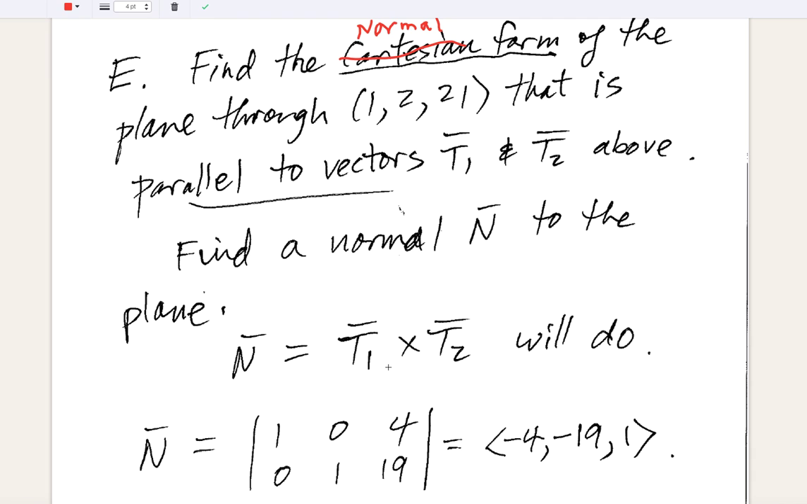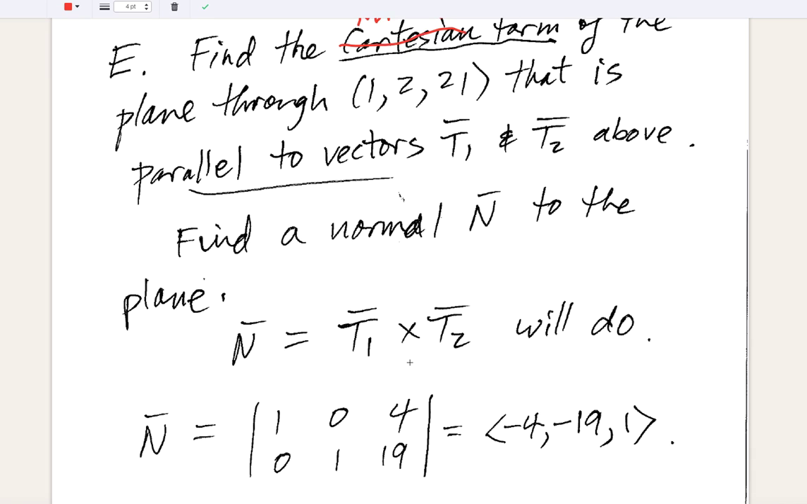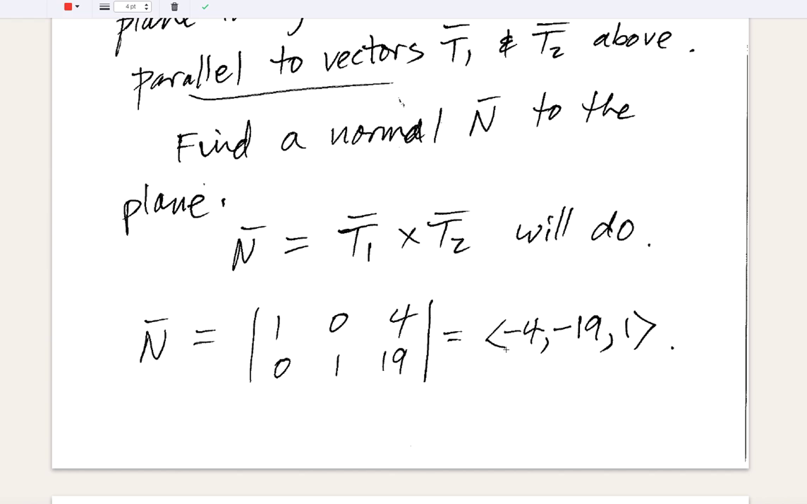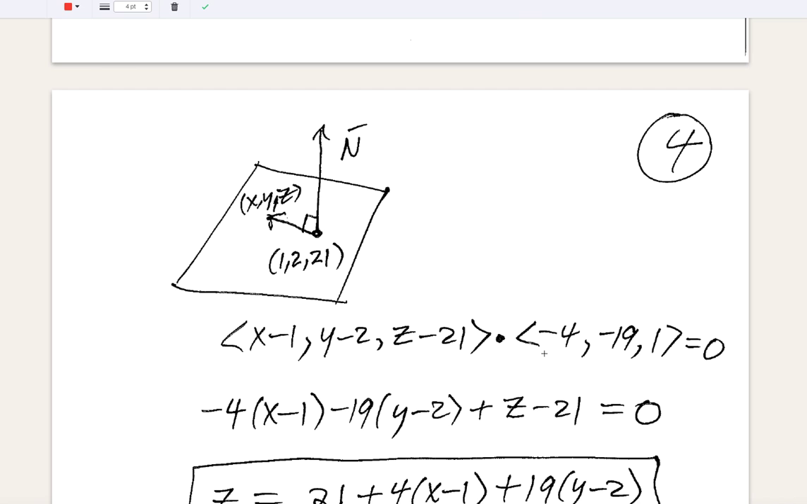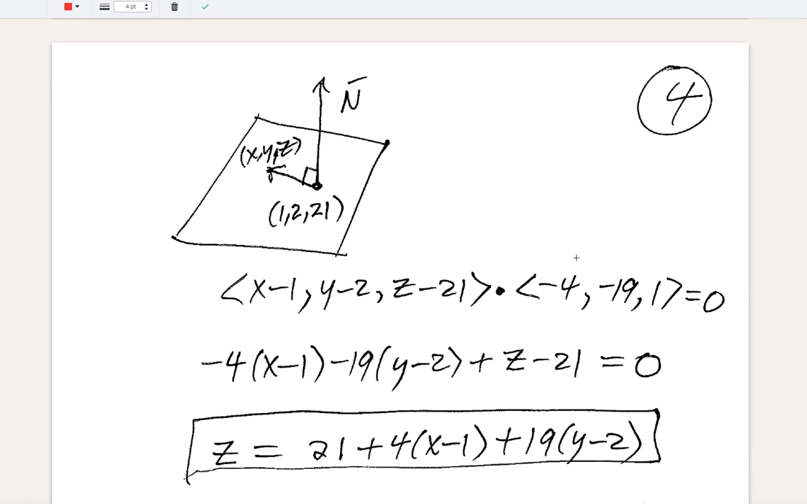Okay, let's just take the cross product in either order. It doesn't matter which. It'd be pointing up or down. I went T1 cross T2, and I've got this vector. Very easy. Can you do this in general, by the way? 1, 0, f sub x; 0, 1, f sub y. Okay, so I've got that vector.